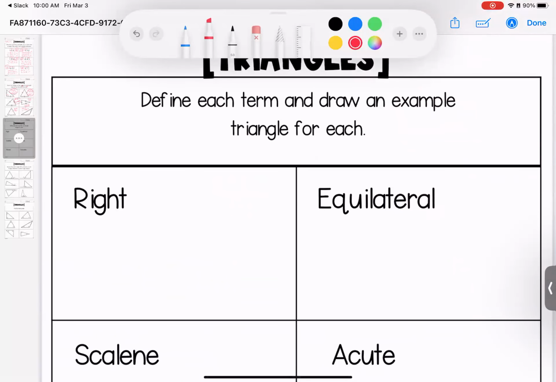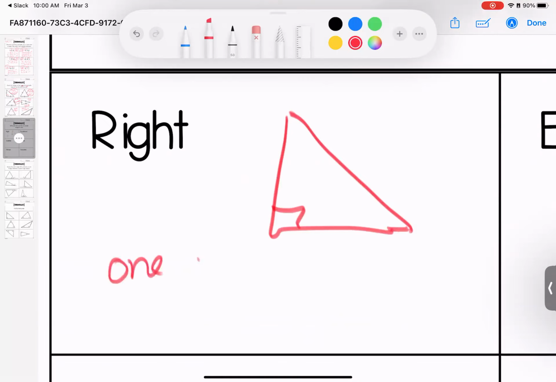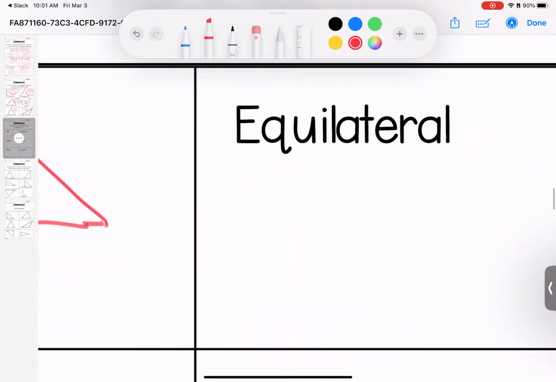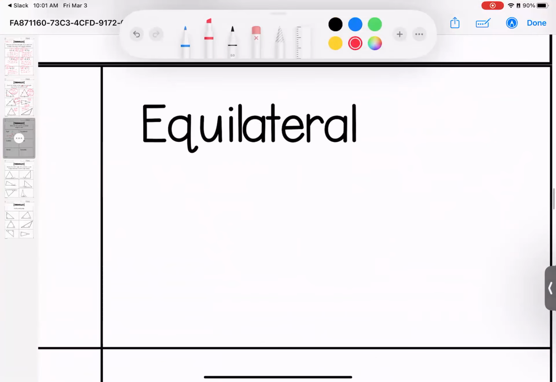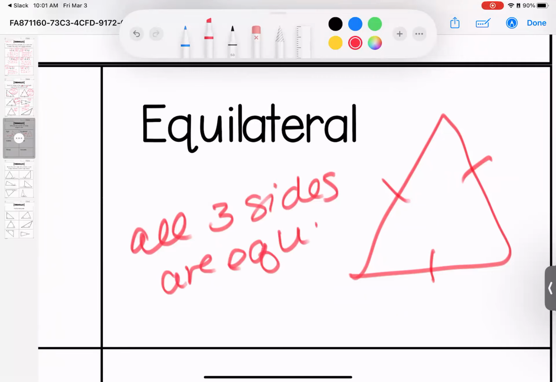All right, so we are defining the term and drawing an example of the triangle. So if I drew a right triangle, we would have one right angle, and the definition is that one angle is 90 degrees. That's what makes it a right triangle. If it's equilateral, drawing an example, all three sides are equal length.